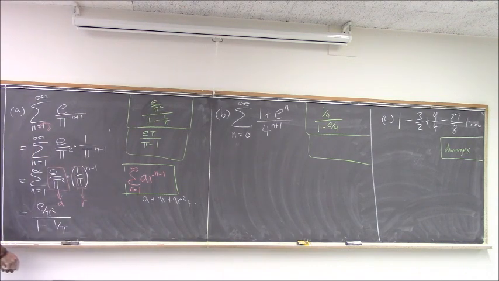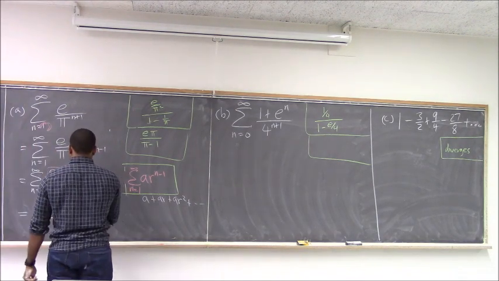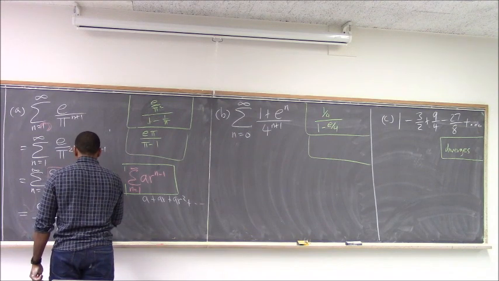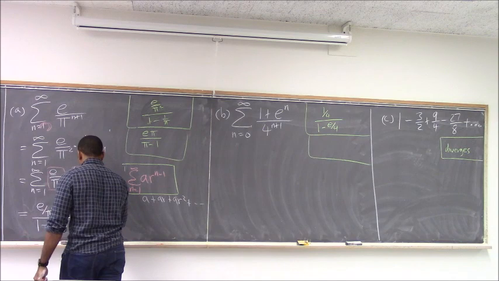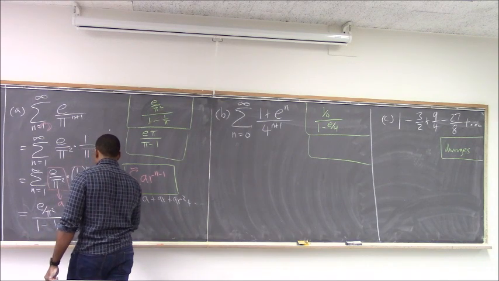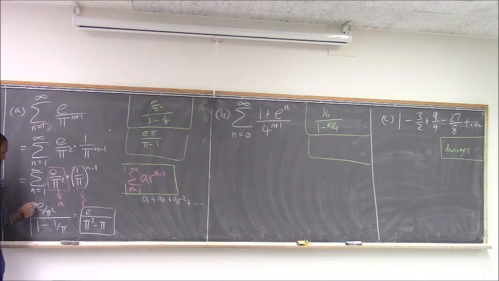So that's actually the answer. If you wanted to simplify that, you'd multiply top and bottom by pi squared, I think. So that would give you e over pi squared minus pi, which would probably be the nicer way to write it down, but this will be fine.